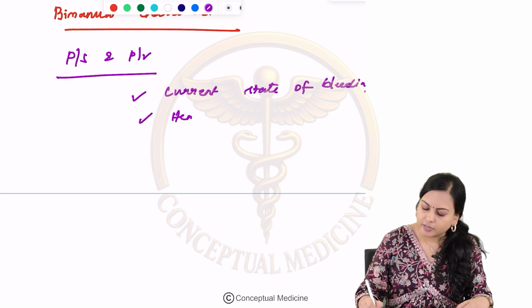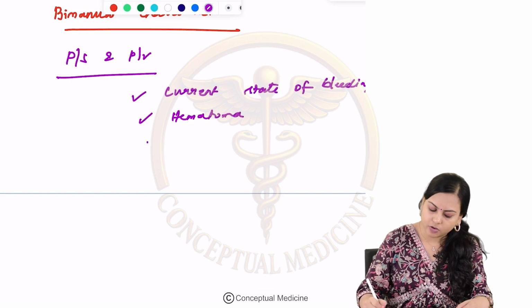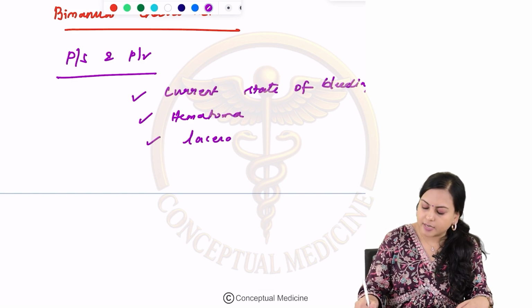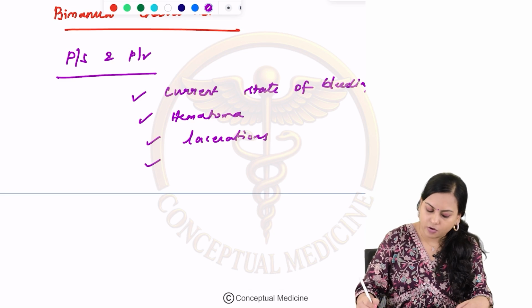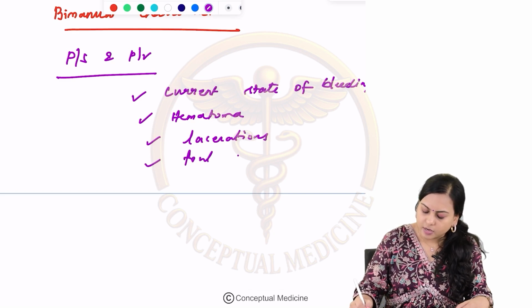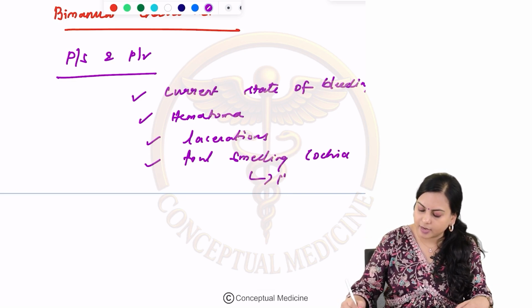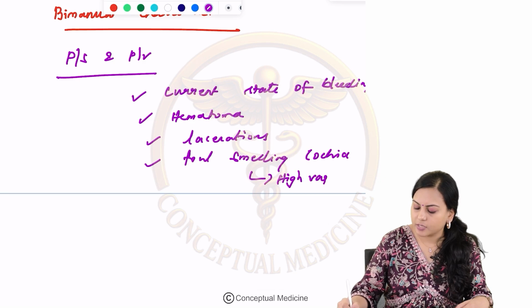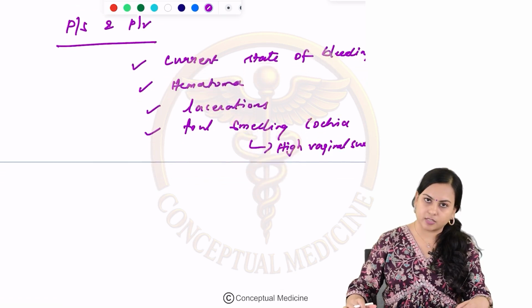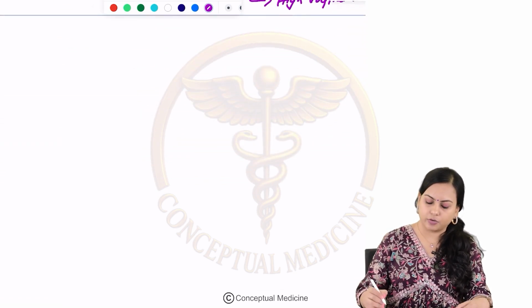And you have to check if there is any hematoma or any lacerations or tears or even a foul smelling lochia. Now, when you find this foul smelling lochia, immediately you have to take a high vaginal swab also, to know what kind of infection is present. That will be sent for culture, okay?